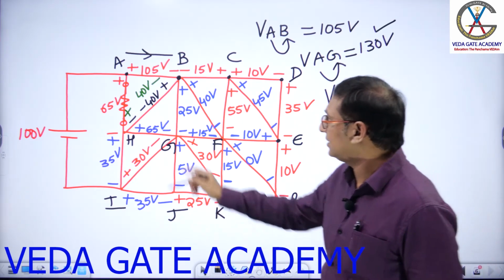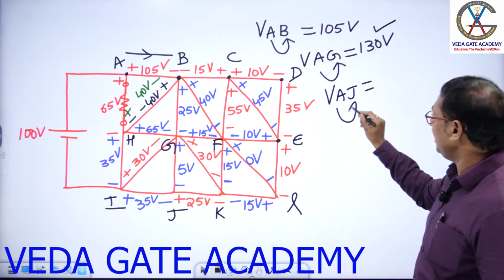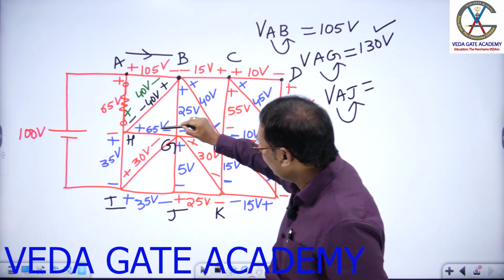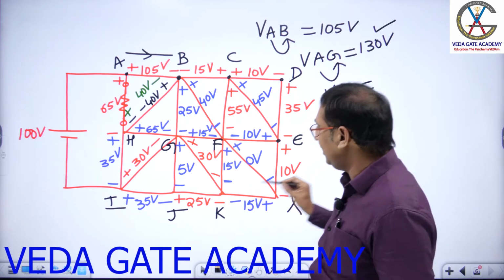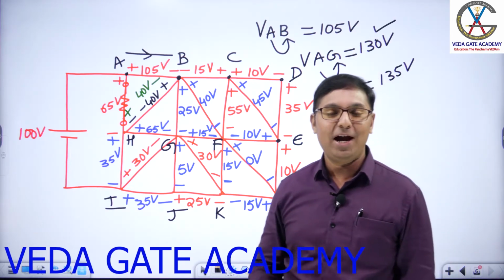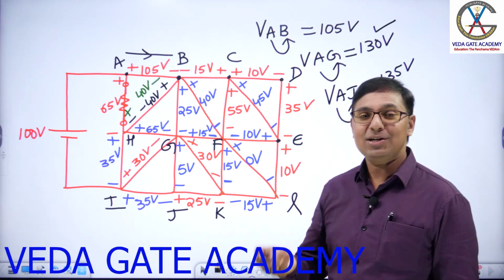If anyone asks you, what is VAJ? What is your answer? Start at A, go to J, following KVL sign convention. Come on, tell me. How much? Plus 65 plus 65, 130, 130 plus 5. What is the answer? Plus 35 volts. 135 volts. This is how we calculate, sir.